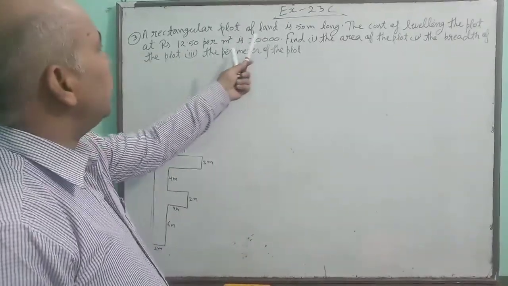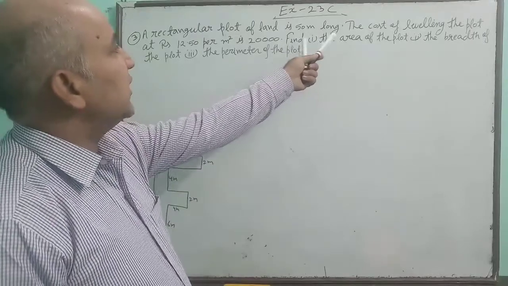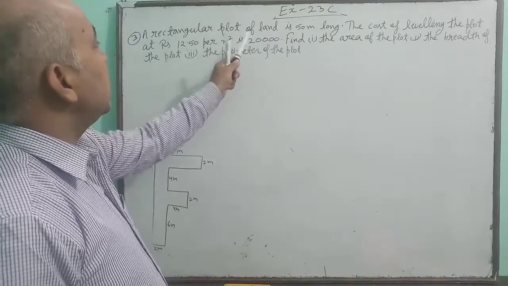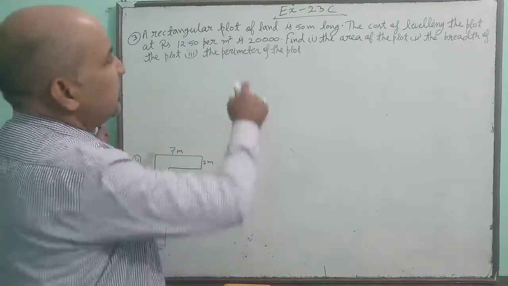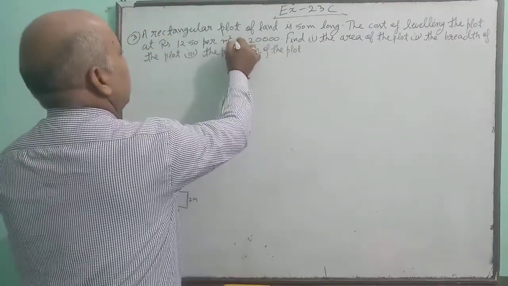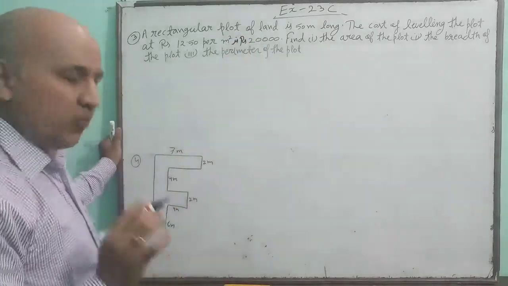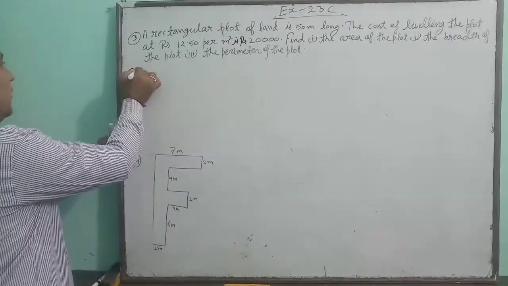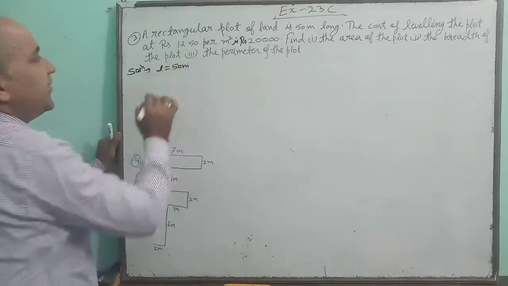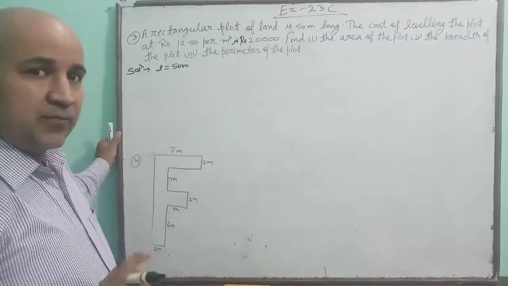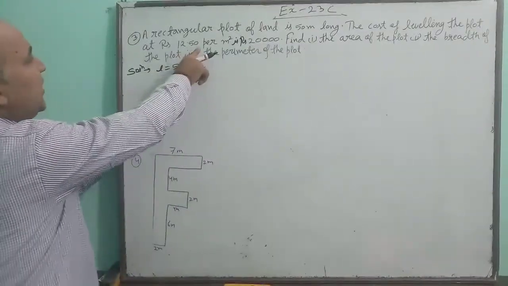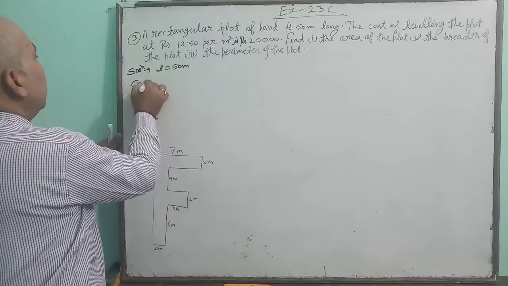Now see question number 3. A rectangular plot of land is 50 meter long. The cost of leveling the plot at rupees 12.50 per meter square is rupees 20,000. Then find the area of the plot, breadth of the plot and perimeter of the plot. See children, how will you solve this question? Here length is given 50 meter, breadth is not given.